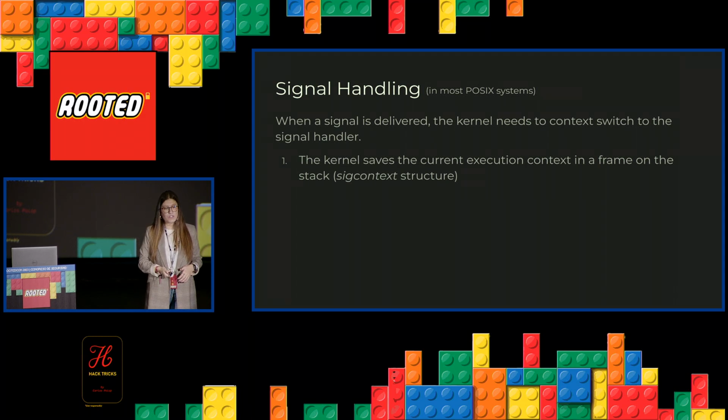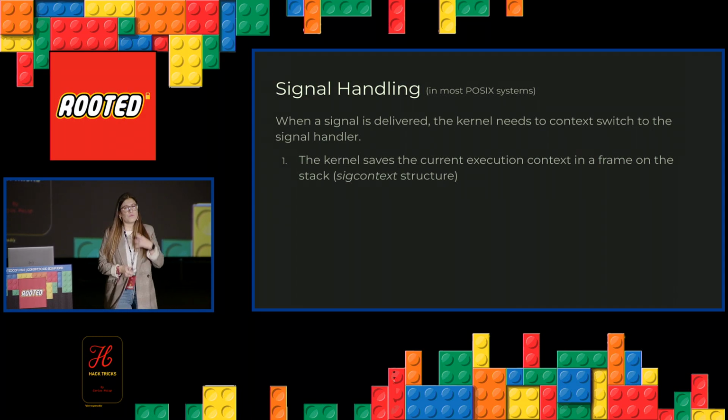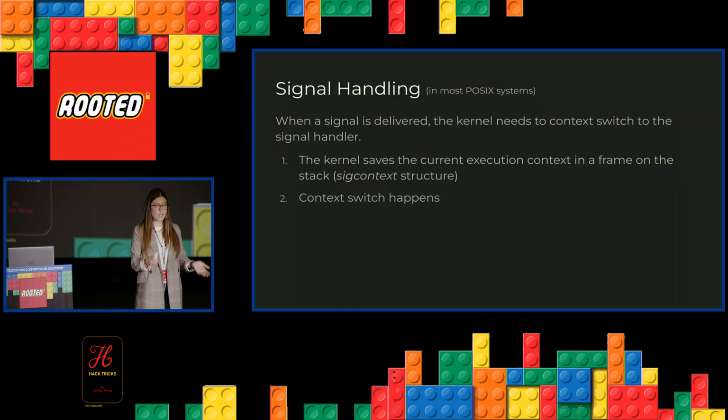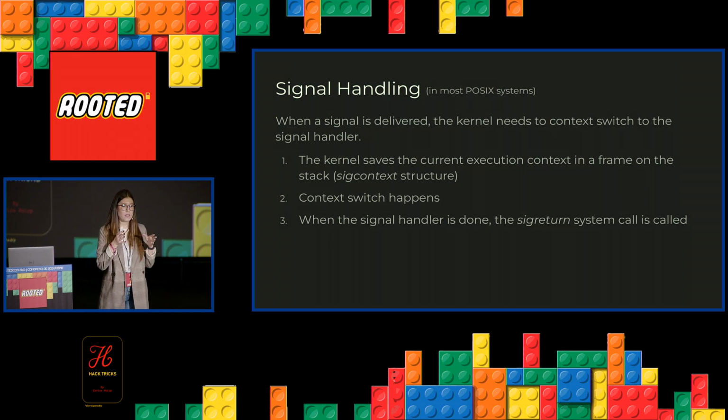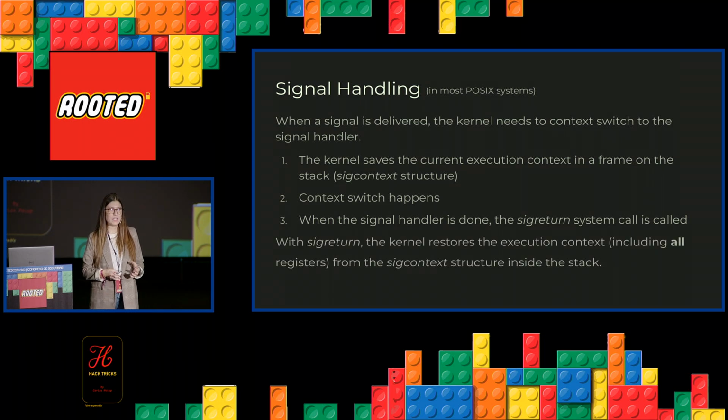And it uses a structure which is called sigcontext. We don't really need to understand how it's made in all the details. We will see a sketch of it later. Then the context switch happens. So the signal handler starts its execution, does whatever it needs, and as soon as the signal handler is done, the sigreturn system call is called. So what does this system call do? It basically just tells the kernel to go into the stack and restore the entire execution context from that structure that we had pushed before. So at the end of all these steps, everything goes back as it was before. We had saved the execution context, we had switched it, and then we had restored it back.